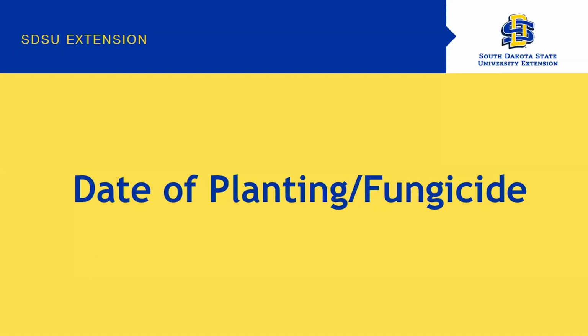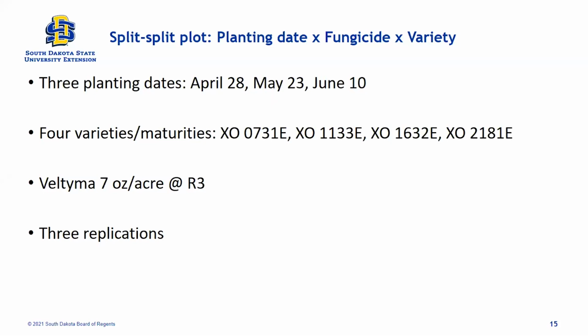So the second part of the talk today is date of planting and fungicide treatments on soybean, and we'll show some results here in coming slides. So 3 planting dates: early, as early as April 28th; normal planting, mid-May or May 23rd; and June 10th, which is kind of later planting. And there are 4 varieties belonging to 4 different maturity groups, 0.7, 1.1, 1.6, and 2.1. And these are all done in Brookings.